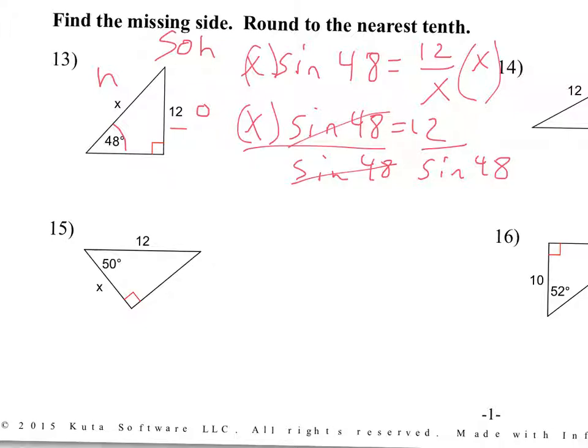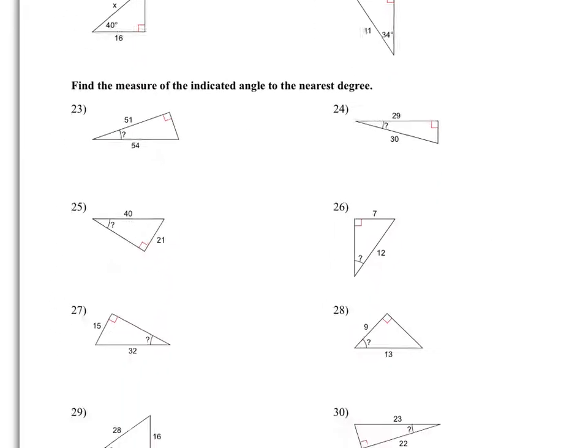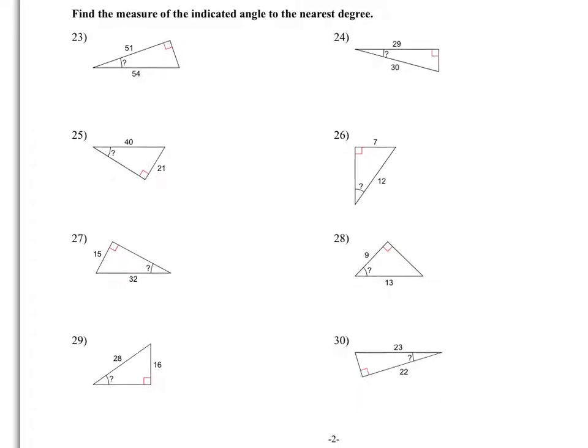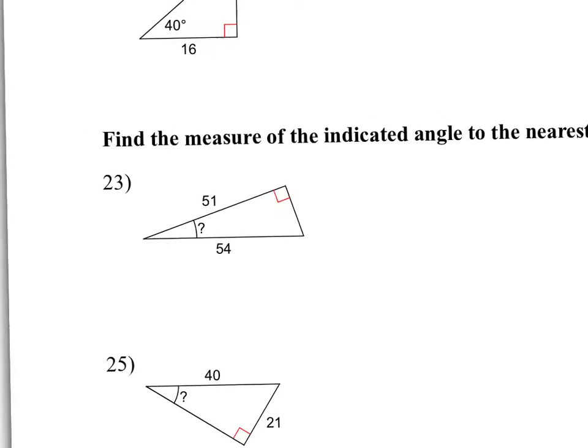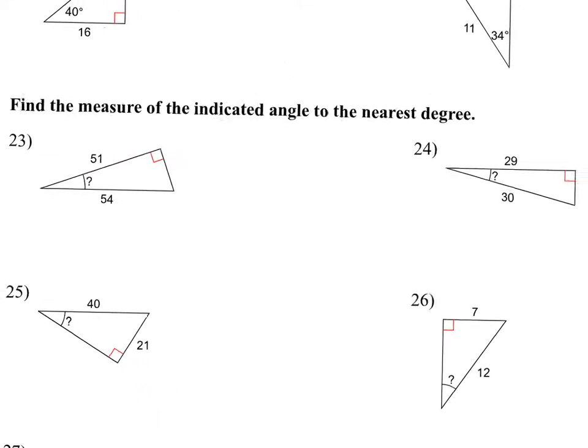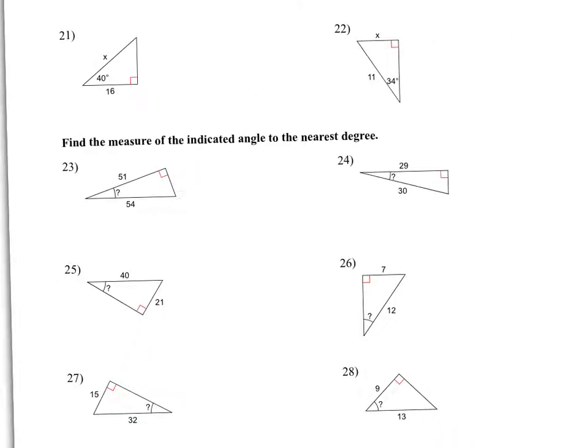All right? And the last section we want to talk about is 23 through 30. This section is dealing with missing angles. So just a quick refresher. This is the one, and again, nearest degree or whole number, where we're going to hit second. And depending on the ratio we're using, it's going to either be cosine or sine.